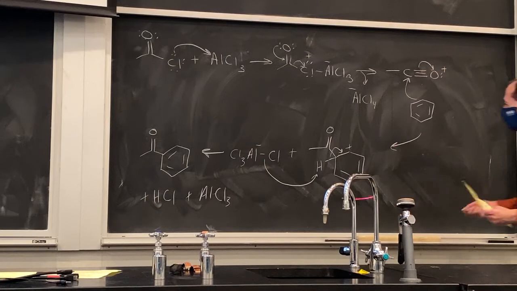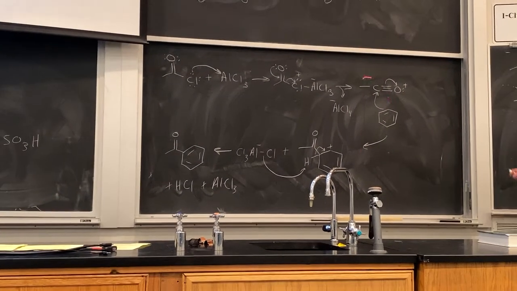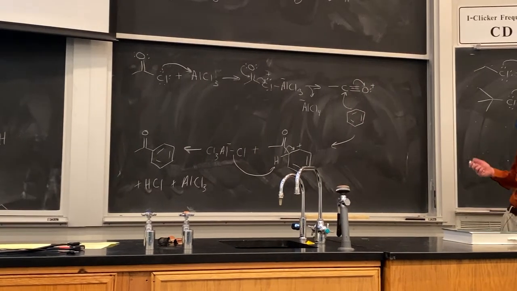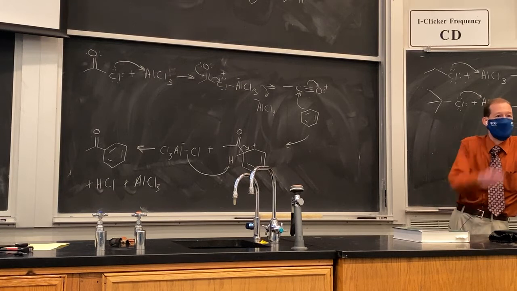So if you draw the curved arrows in this fashion, you end up with our major contributor directly, and then we attack that carbon, push the electrons back to the oxygen to get our intermediate. Questions?